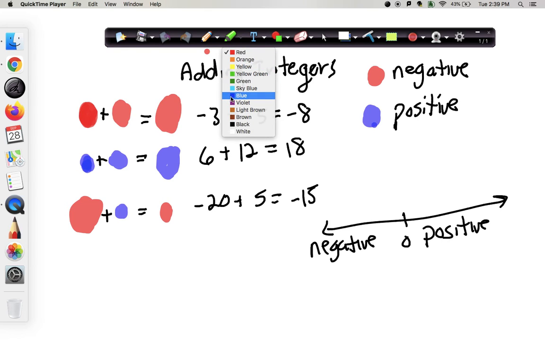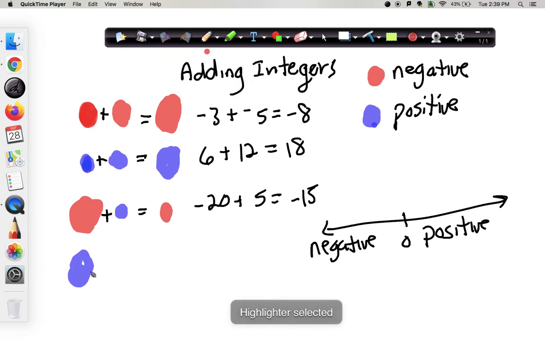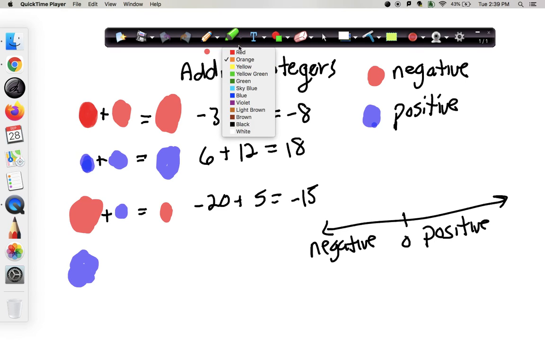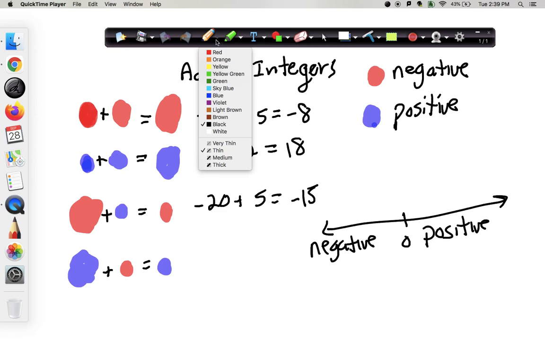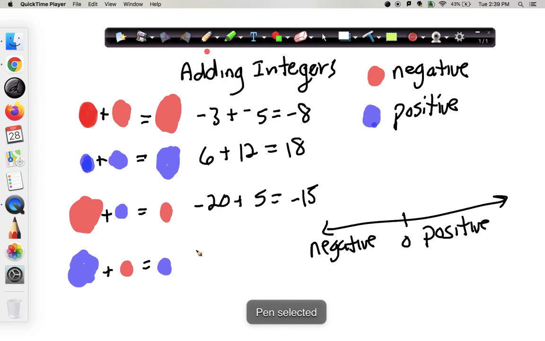And then if we had a large amount of positive combined with a smaller amount of negative, that the answer would be positive, but just not quite as much. So that would be like positive 18 combined with a negative 3. And so it's going to still be positive, but not more. See how the picture's smaller, so it's going to be less.